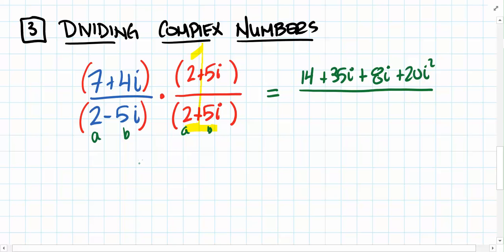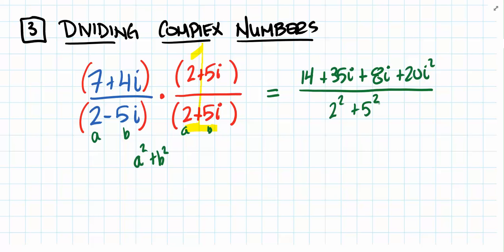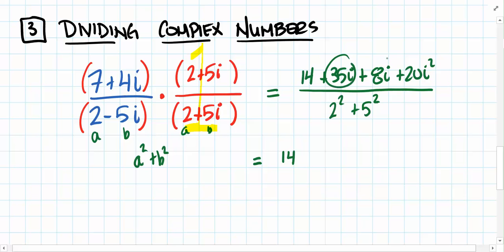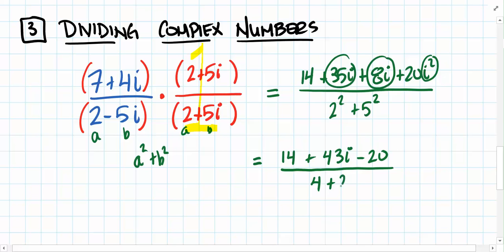From box number 1, we know that the answer is just going to be a squared plus b squared, so we can just go ahead and write that in. That's just going to be 2 squared plus 5 squared. And that's all because of box number 1. When you take any complex number and multiply it by its conjugate, you get a squared plus b squared. You don't even have to think about it anymore. Really, really cool. Okay, let's just clean up then. I'm going to have 14. I have 35i plus another 8i makes a positive 43i. And then remember, i squared is worth negative 1, so I have minus 20. And then in my denominator, I get 4 plus 5 squared is 25.